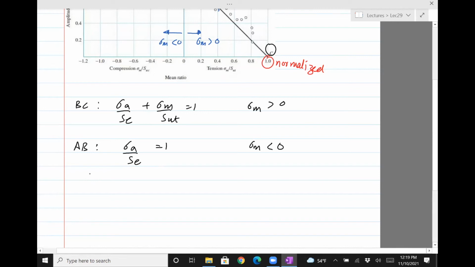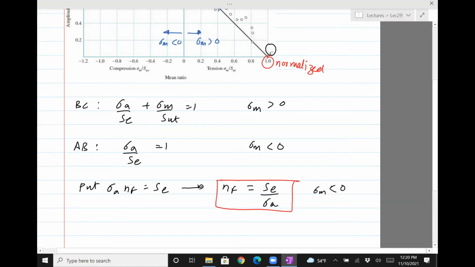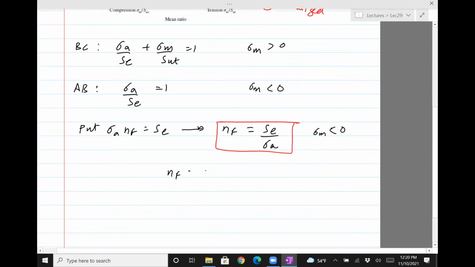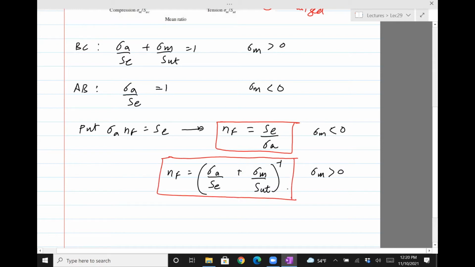Now you can also introduce a factor of safety. So if you put sigma A times NF equal to SE, then you get NF equals SE divided by sigma A. So that's the equation you need for design in the second quadrant. And remember that in the first quadrant, it's NF equals sigma A divided by SE plus sigma M divided by SUT, inverse, for sigma M greater than 0. So those are 2 sets of equations you need for design depending on the sign of sigma M.